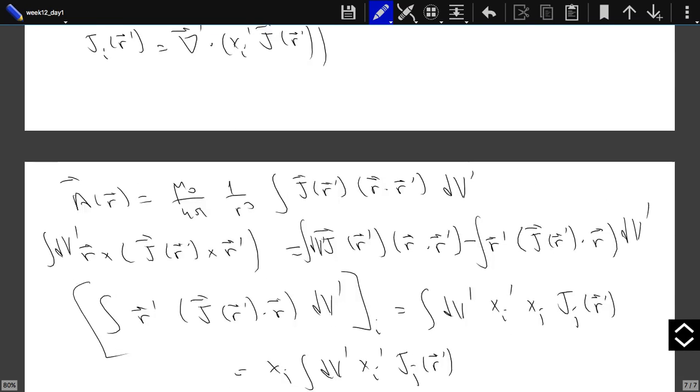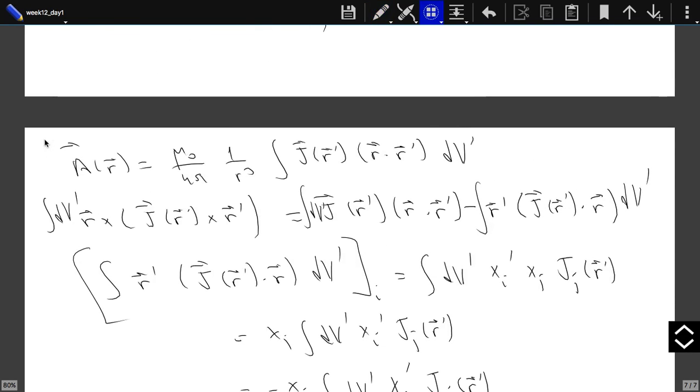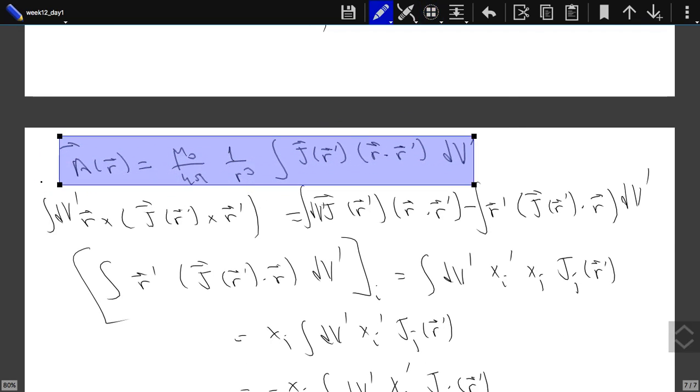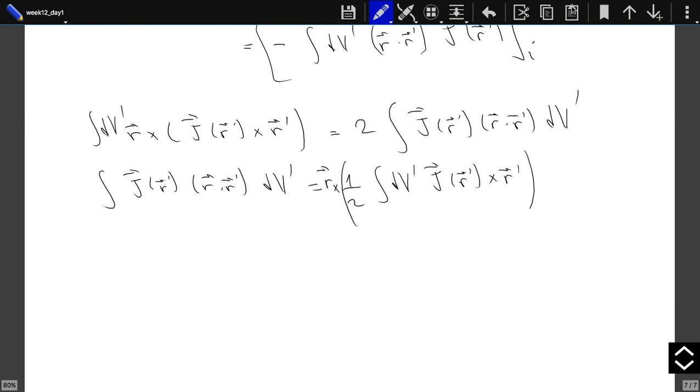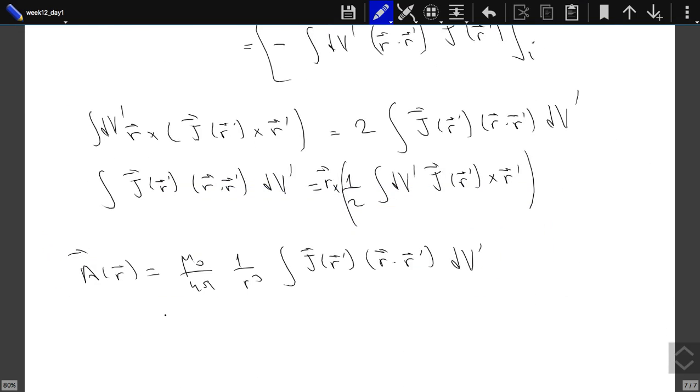Now let's go back to our A. This was our A. Now we had just shown that this is equal to mu 0 over 4 pi, 1 over r cubed, r cross 1 over 2 dv prime j of r prime cross r prime.